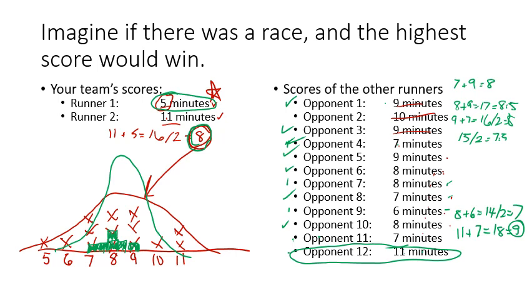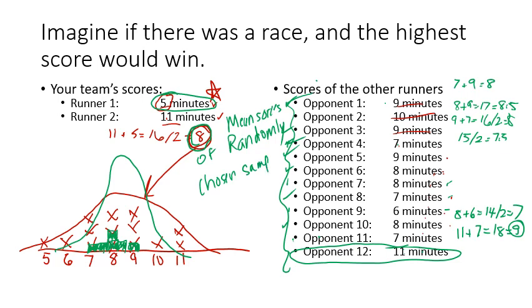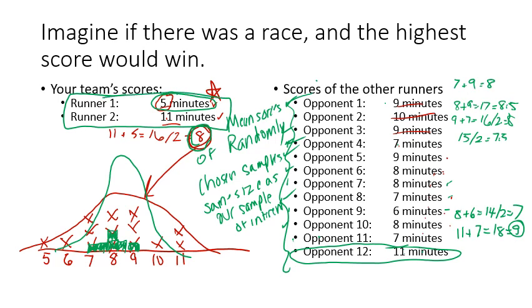So the distribution of means, again, is just the distribution of randomly chosen groups from within our population, randomly chosen groups of the same size as our sample. So it's the mean scores of randomly chosen samples the same size as our sample of interest. In this case, our sample of interest was 2. We had 2 runners. And so we needed to draw many pairs of 2 out of our population, calculate the mean. And when we plot all those means on a distribution, that is called the distribution of means.